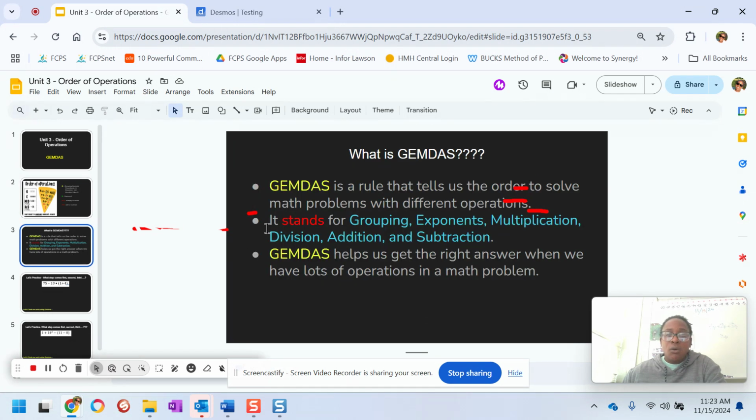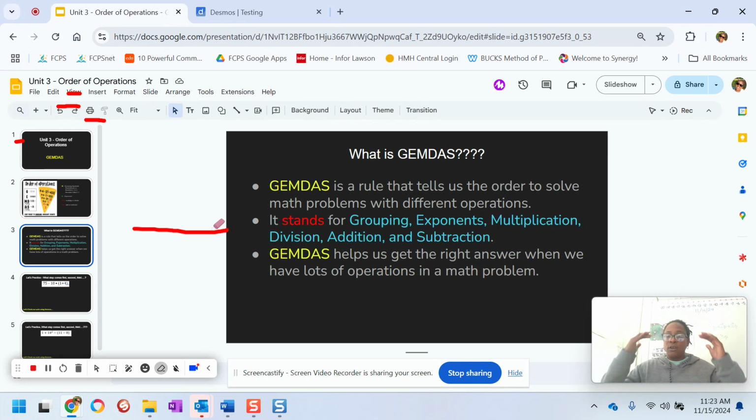So why do we need GEMDOS? What is it? GEMDOS is a rule that tells us the order to solve math problems with different operations. It stands for grouping, exponents, multiplication, division, addition, and subtraction. GEMDOS helps us to get the right answer when we have lots of operations in a math problem. So there are steps that we take, and GEMDOS is what we're going to use for those operations.